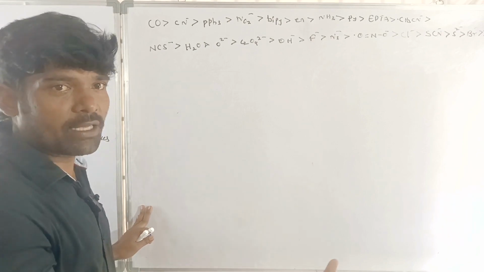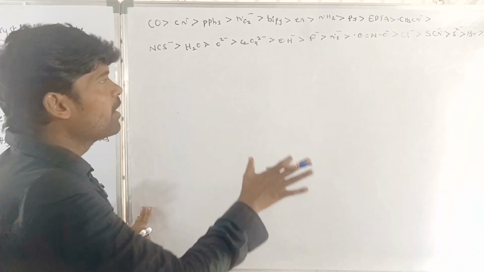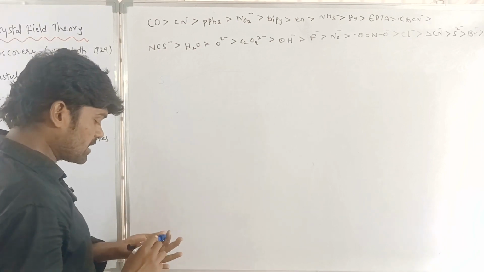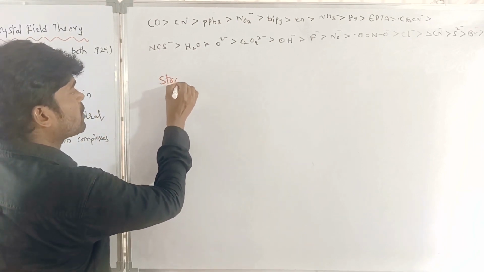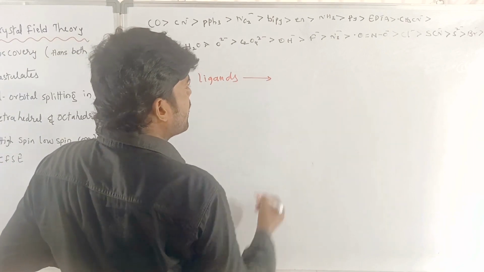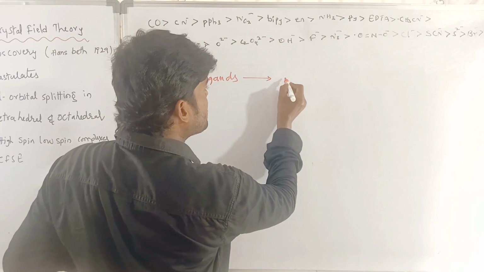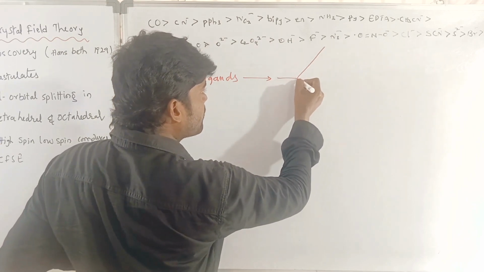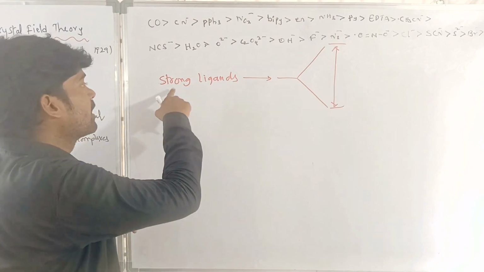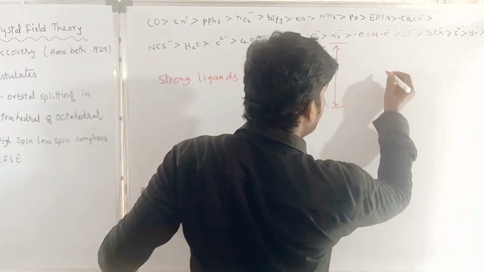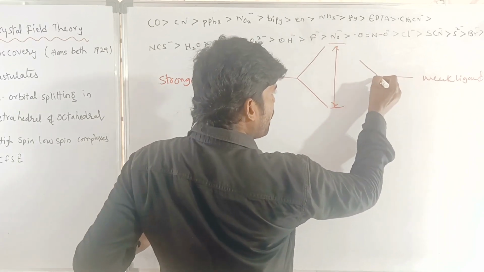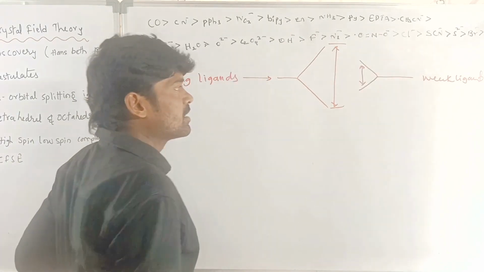In octahedral or tetrahedral complexes, when there are 4 or 6 ligands approaching the central metal atom, if strong field ligands approach the metal atom, then the splitting will be very, very high compared to average. This distance will be much higher when the ligand is strong. If the ligand is weak, this strength will be very, very less.